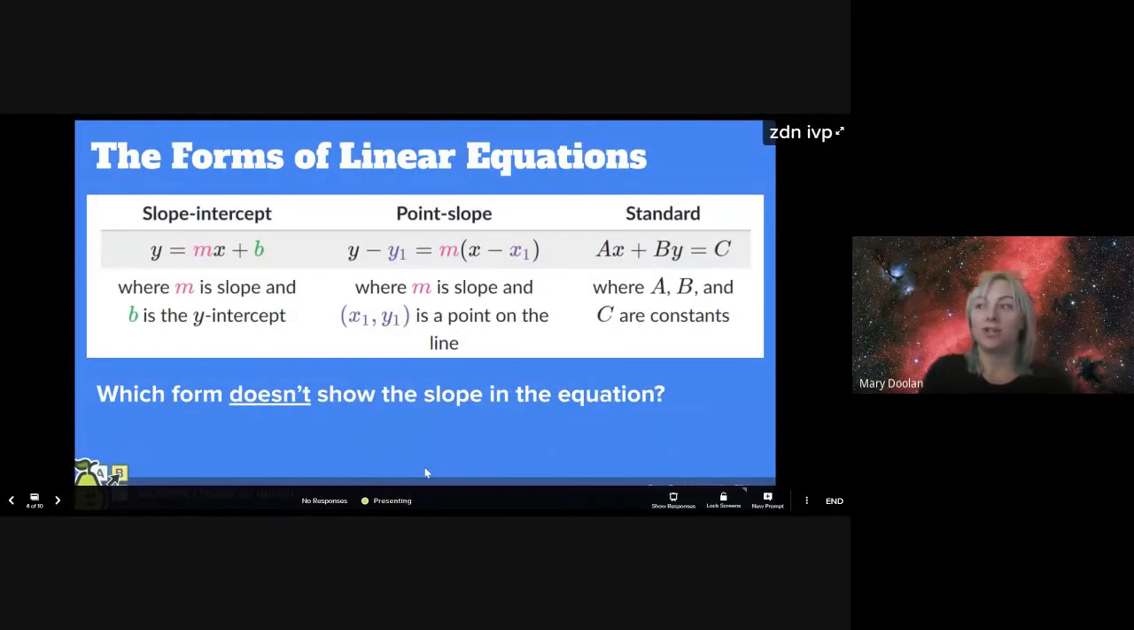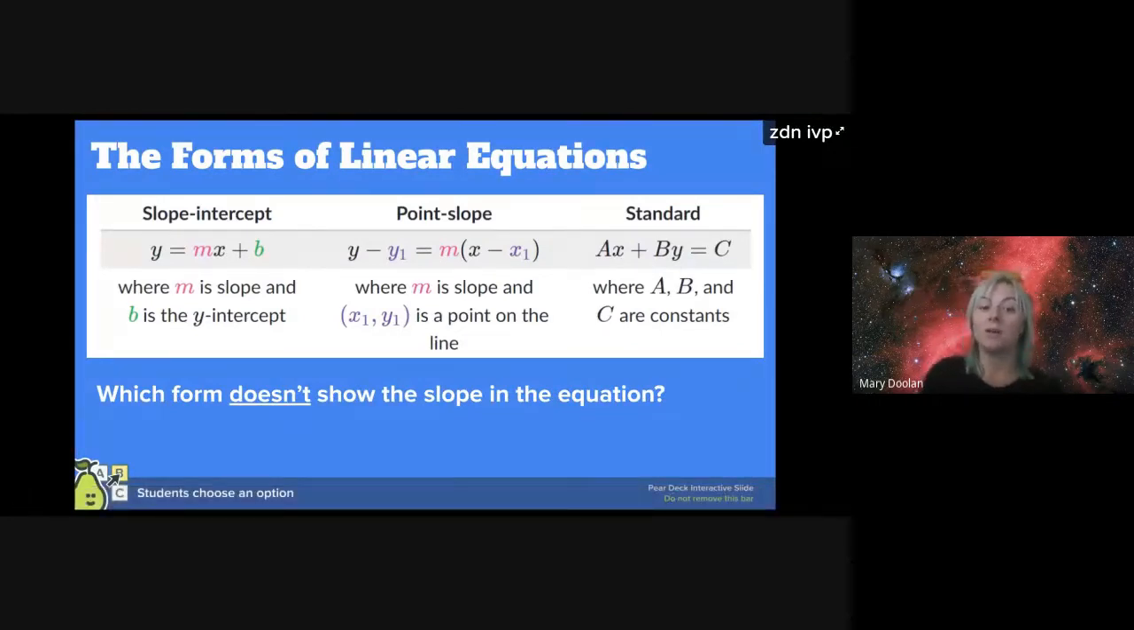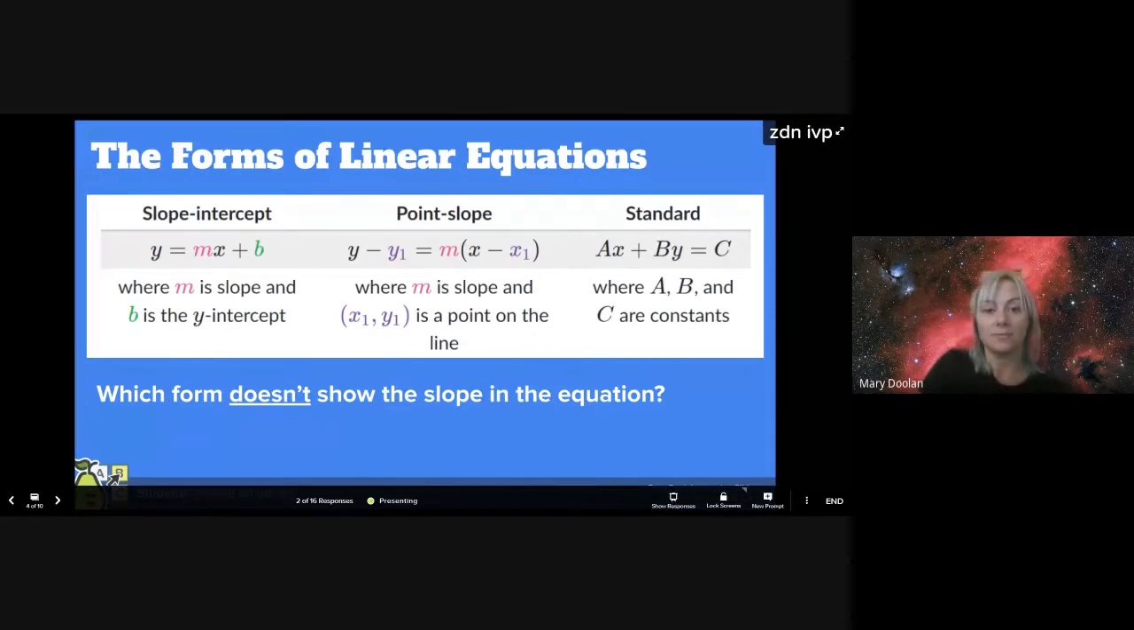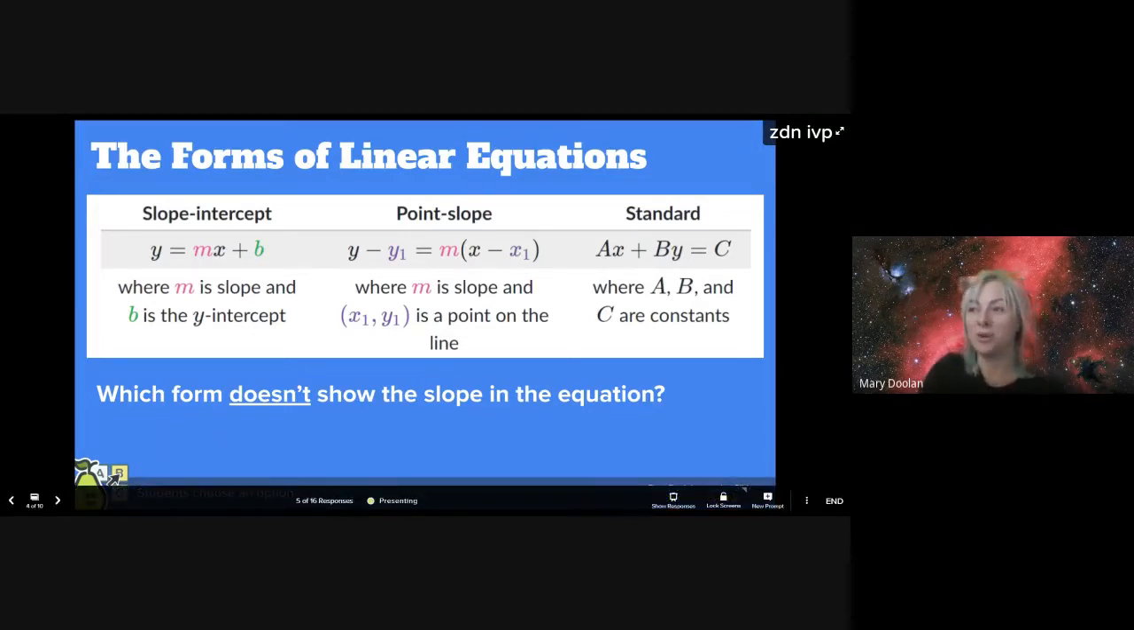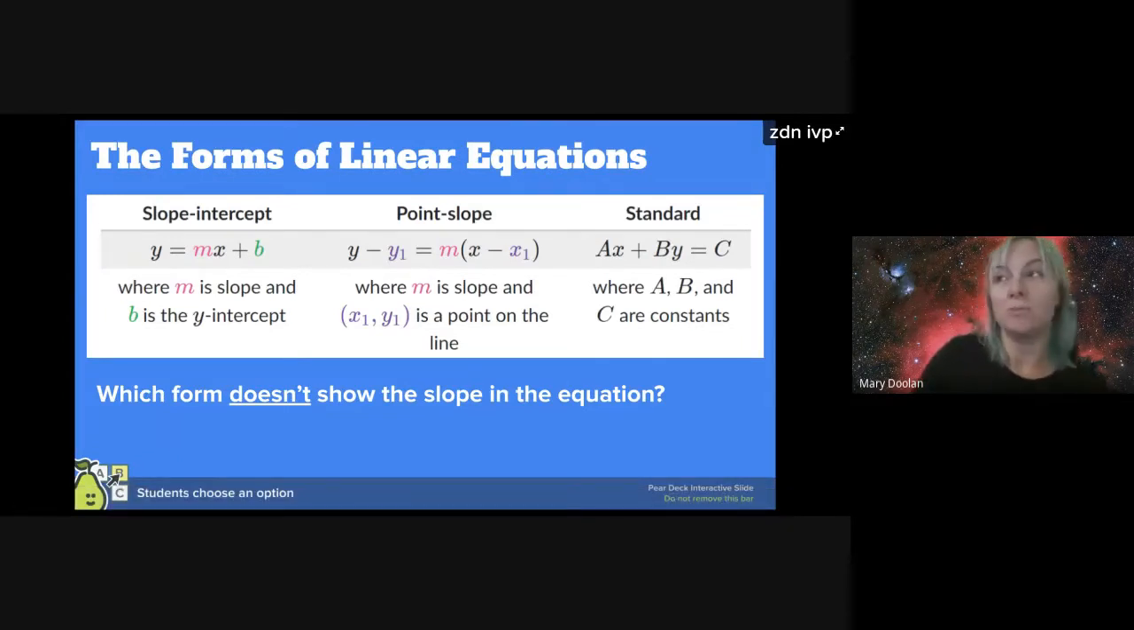Okay, another check for understanding. Of these 3 forms, which one doesn't show the slope in the equation? I'll give you a minute. Hopefully you get this done. 16 of you are signed in. Maybe 16 of you can respond. That'd be fantastic. You have 53 more seconds. Which form doesn't show the slope in the equation? 2 of them do, 1 of them doesn't.